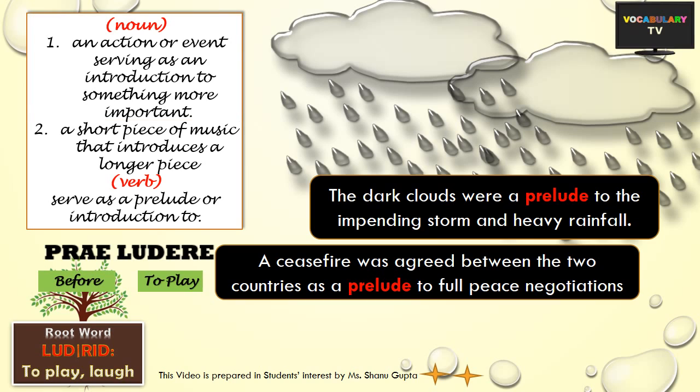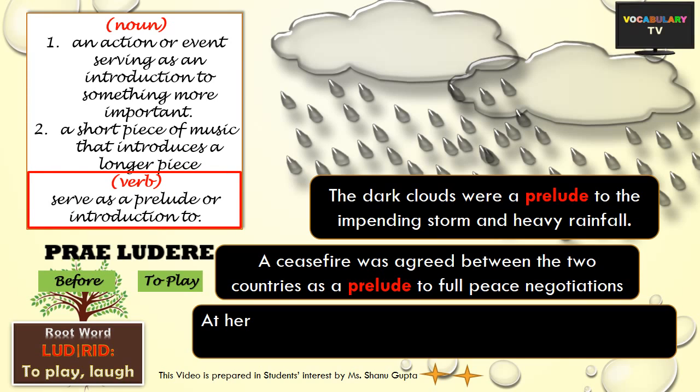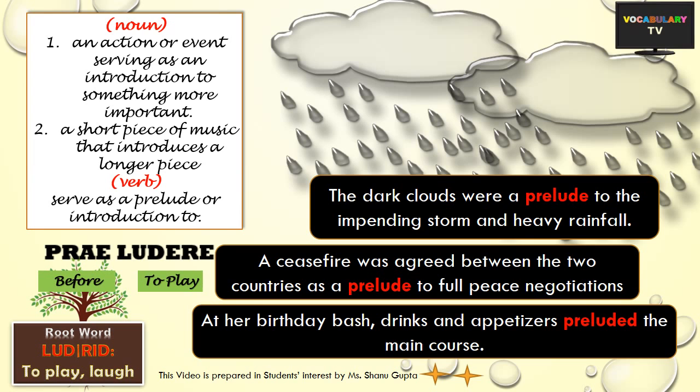Though prelude may also mean a short piece of music that introduces a longer piece, like, for instance, an orchestral opening to an act of an opera. Prelude can also be used as a verb, as in the following sentence. At her birthday bash, drinks and appetizers preluded the main course.